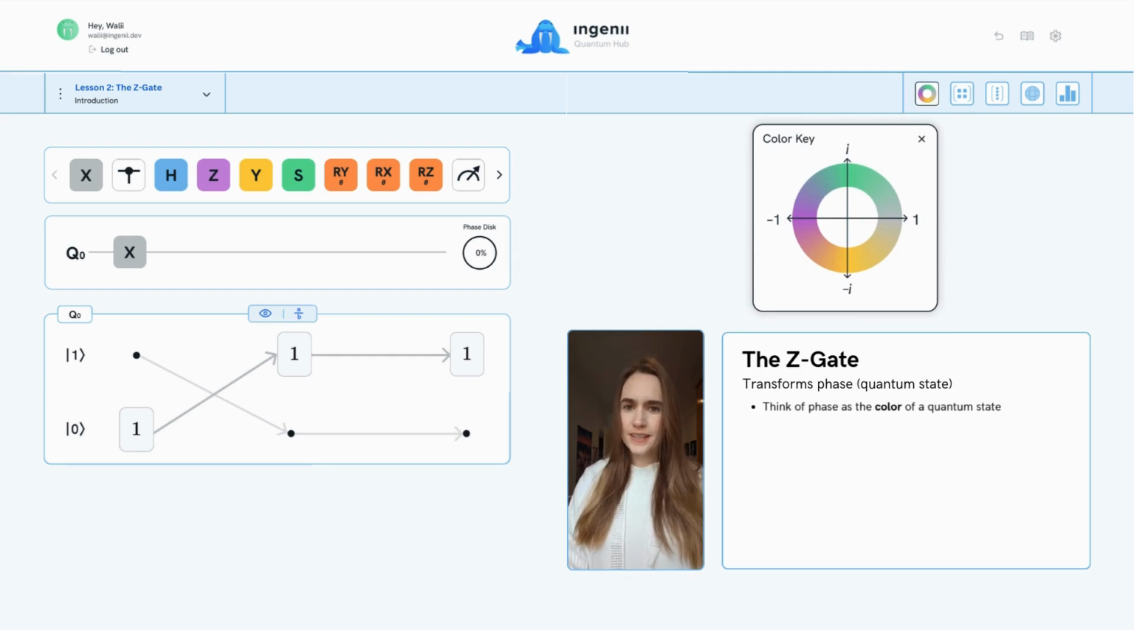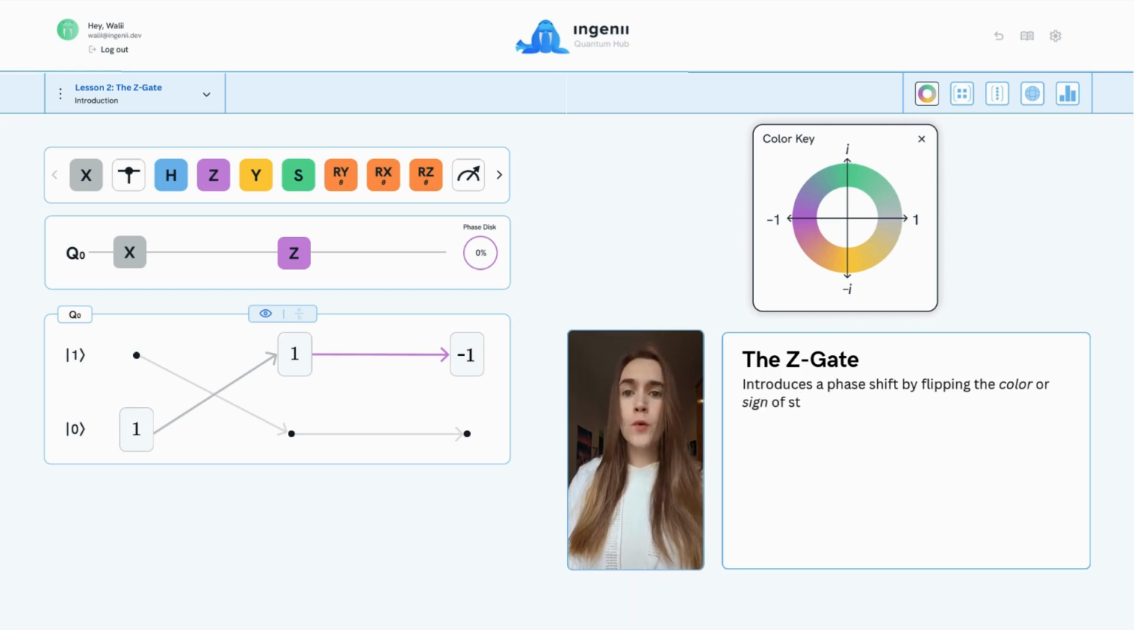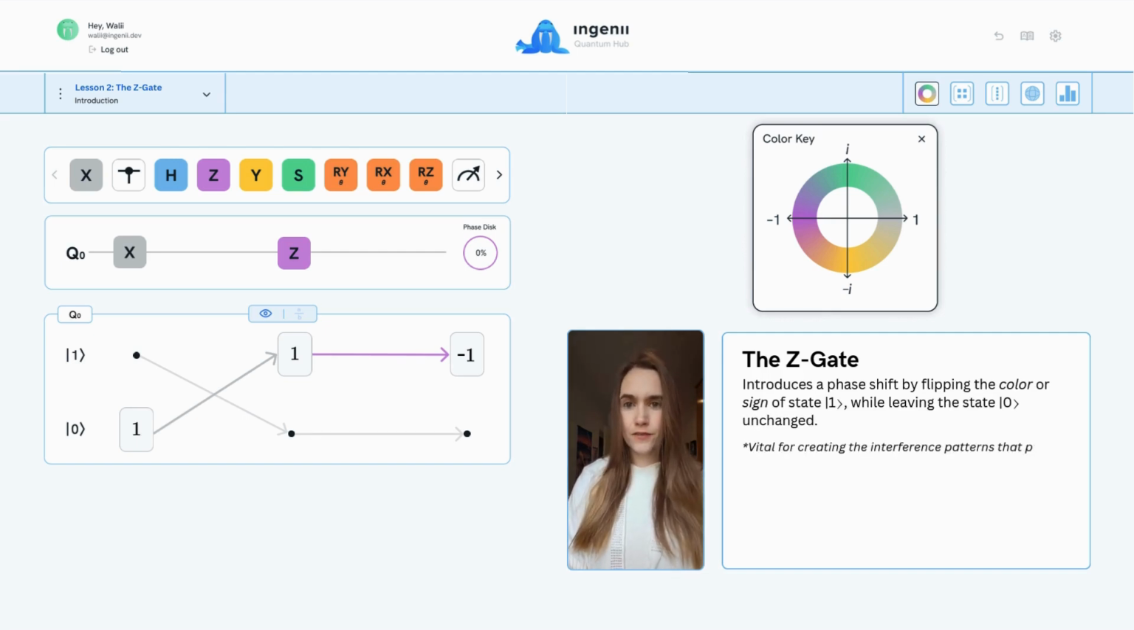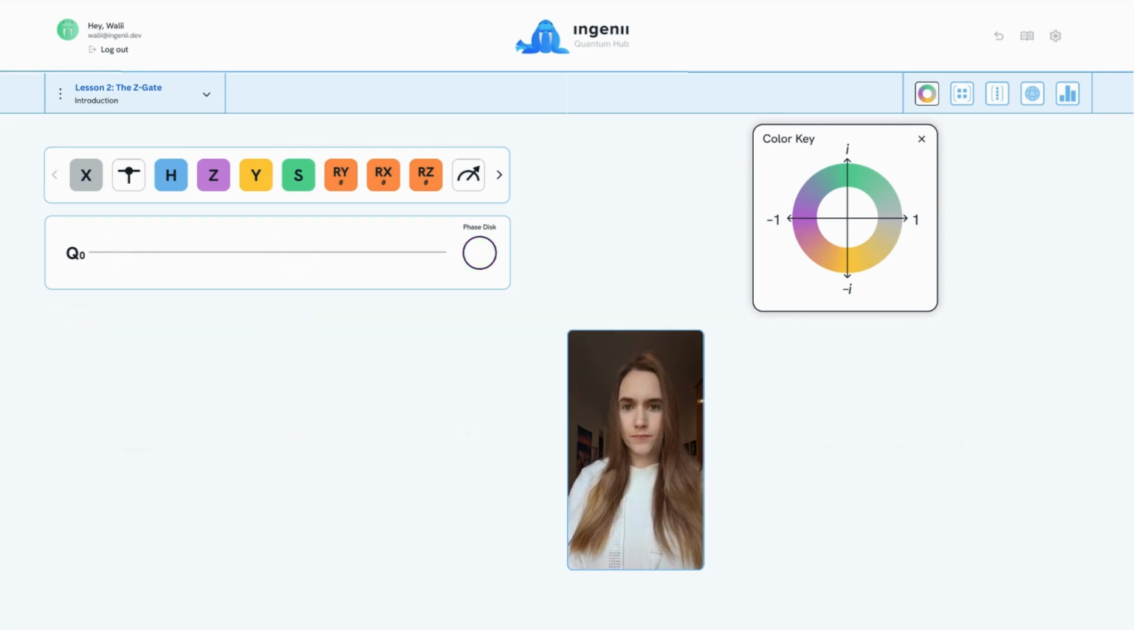Think of phase as the color of a quantum state. Though it doesn't directly affect the measurement results, it's essential for how quantum states interact. The Z-gate introduces a phase shift, flipping the color or sign of the 1 state, while leaving the state 0 unchanged. This seemingly subtle change is vital for creating the interference patterns that power quantum algorithms.